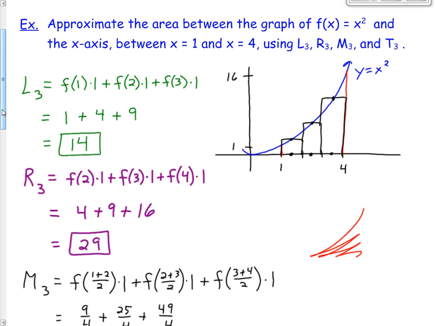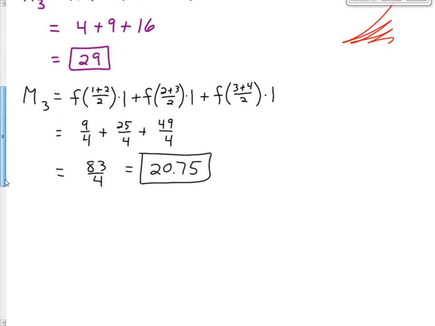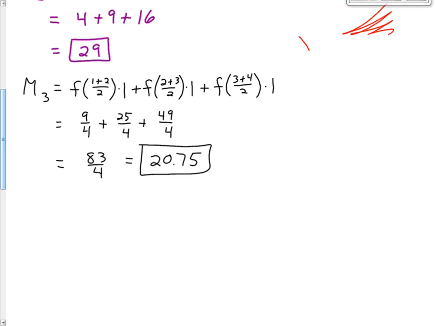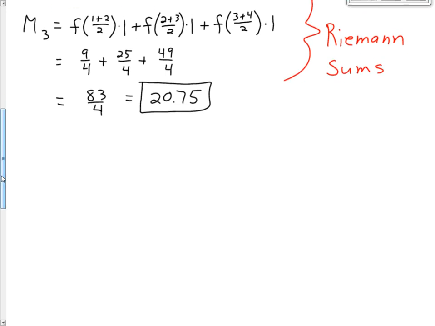All right, finally we're going to do the trapezoid approximation. Now the first 3 types were all rectangular approximations. The fourth type, the trapezoidal, technically is not what's referred to as a Riemann sum. The first 3 were all Riemann sums, rectangular approximations of area under a curve. So now we're going to try a trapezoid.